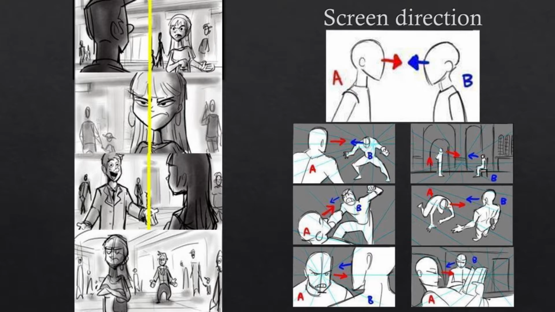With that in mind, in this left sequence we can have the disgruntled female changing screen direction by moving off screen to the left. In this way, we create a modicum of discomfort for the viewer that mirrors the discomfort of the characters.